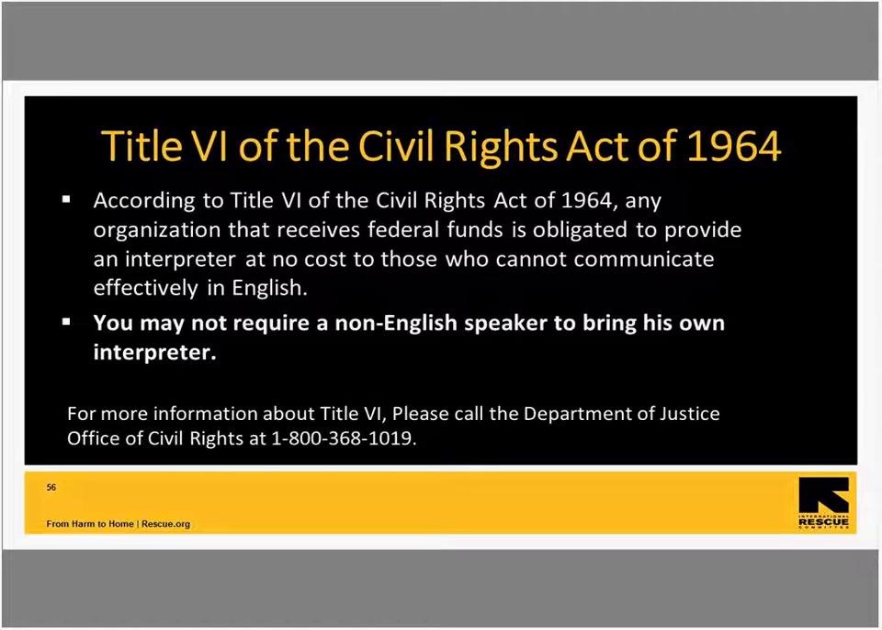As well as providing the proper interpretation for counseling, because of the language barrier. And I'm going to go into the next slide for this reason. Title VI of the Civil Rights Act of 1964. This is something really important. It comes up constantly in our work. Any agency that receives federal funding is obligated to provide an interpreter at no cost to those who cannot communicate effectively in English. This includes efforts to provide the correct interpreter in the correct language.